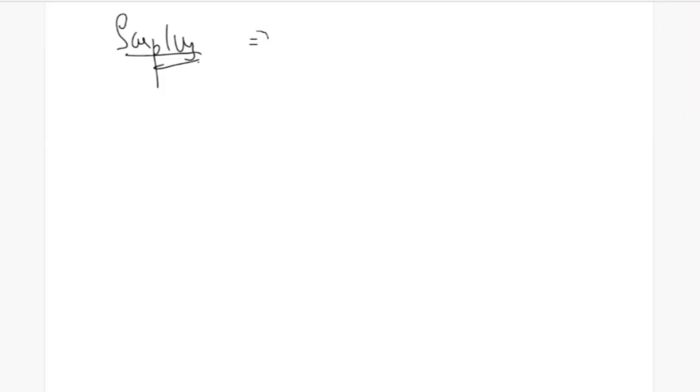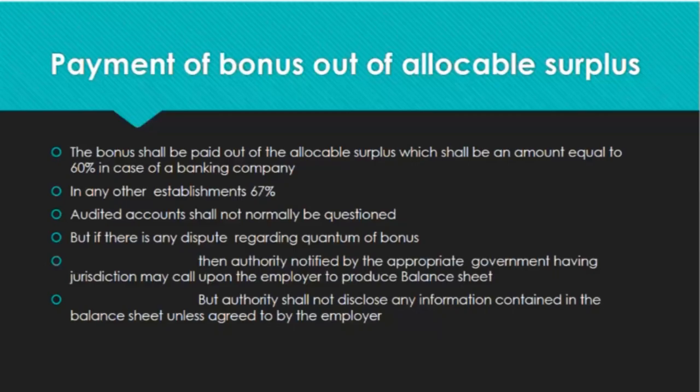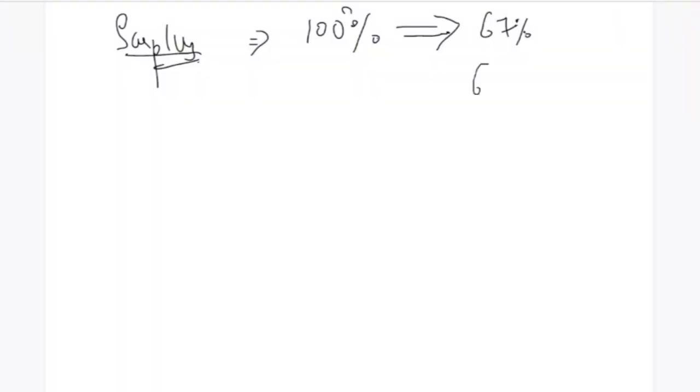So when we are paying bonus, if the surplus is 100%, இருக்குன்னா, the 100% cannot be distributed as bonus. There is a limit on the percentage of surplus that can be distributed as bonus. The limit is 67% in case of any industry. In case of the banking sector, it is 60%. Okay, 60% for banking and 67% of the surplus can be distributed as bonus for others.